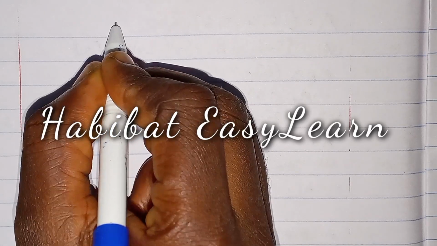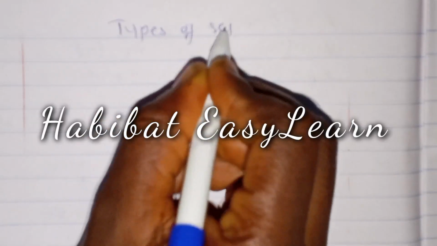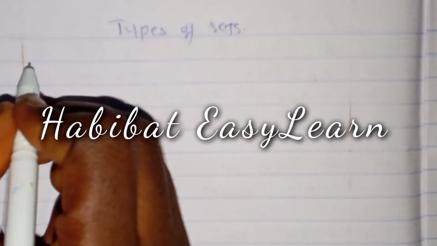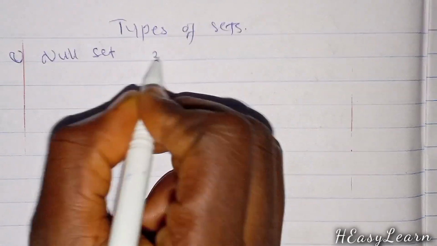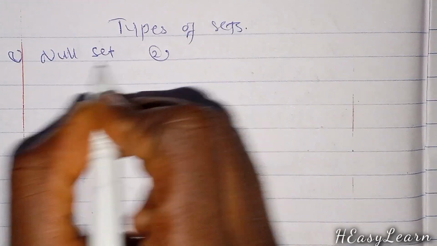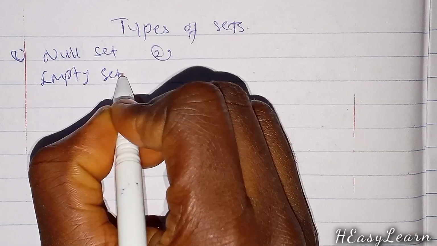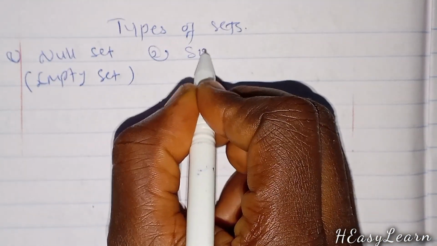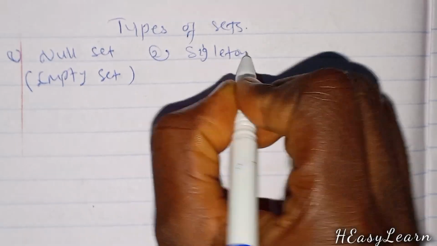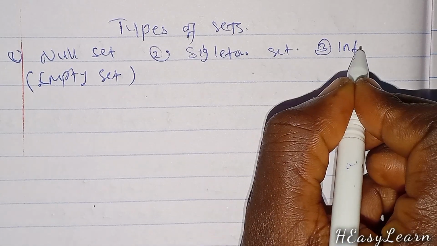In this video, I'm going to discuss the types of sets. There's what we call null sets, which is the same thing as the empty set. Null set is the same thing as empty set. We have the singleton set. We also have what is called an infinite set.